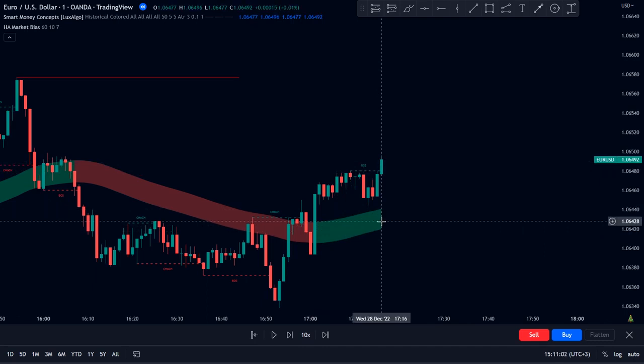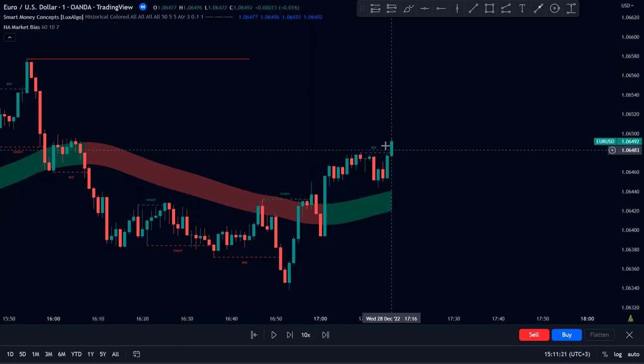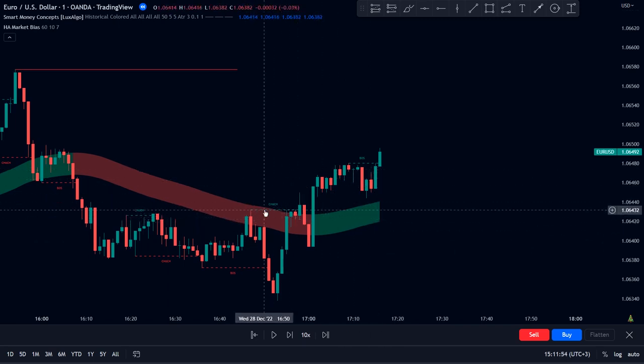What I mean by this is that this CHoCH label, this one right here, should be within the red zone of the market bias indicator, while the BOS label, this one right here, should be within the green zone of the market bias indicator. Second, there actually isn't any other condition. It's just that one condition we've already talked about. That's how simple this strategy is.